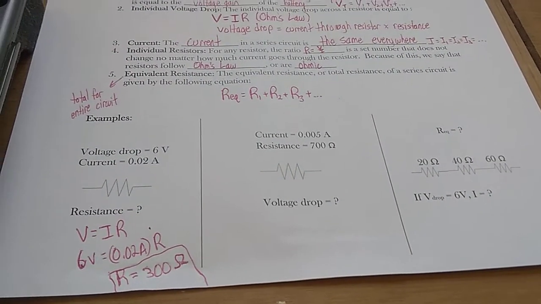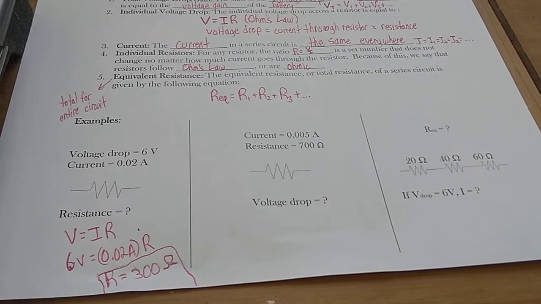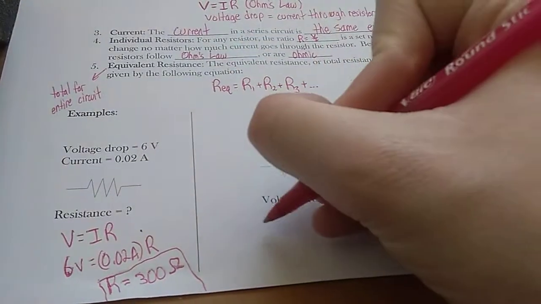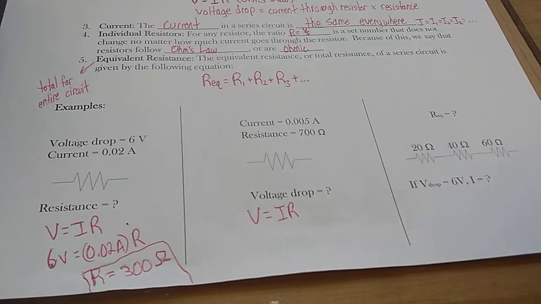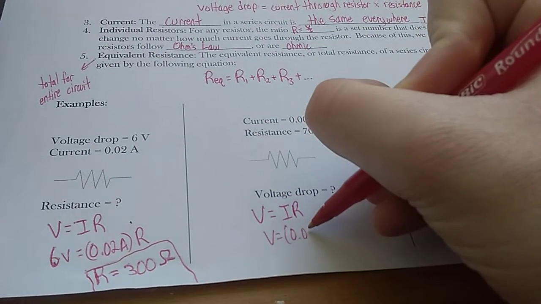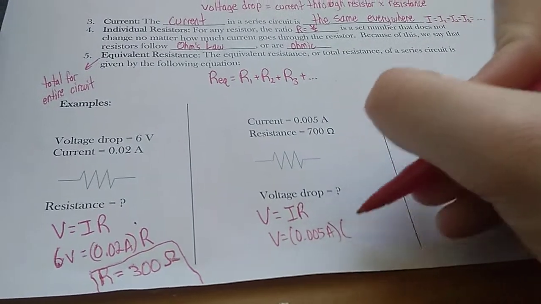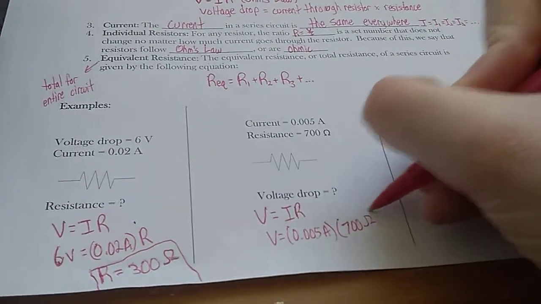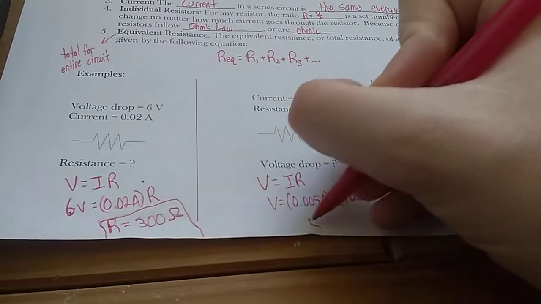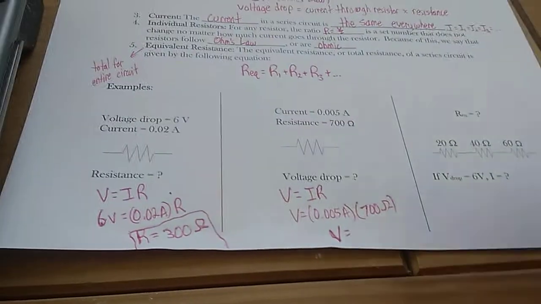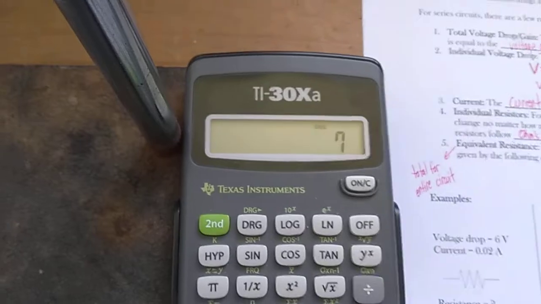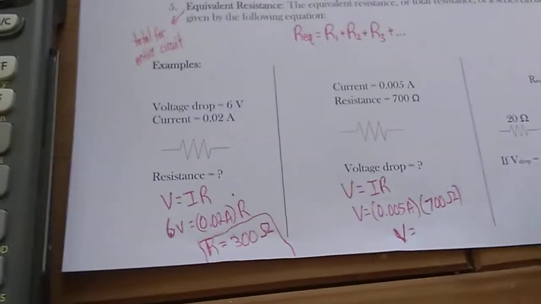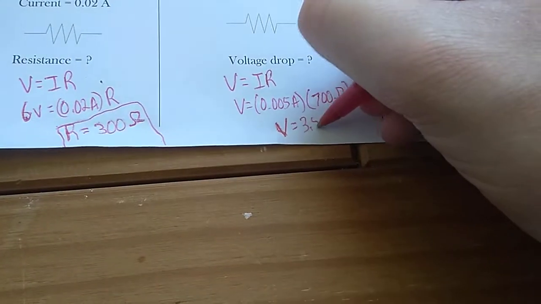Current 0.005 amps, resistance 700 ohms. What's the voltage drop? Again, we know that Ohm's law should work out. V equals IR. And let's see, I know the current, 0.005 amps. I know the resistance is 700 ohms. What is the voltage? 3.5 volts. In other words, there should be a 3.5 volt voltage drop with this circuit.